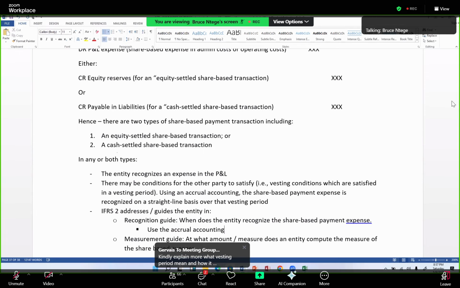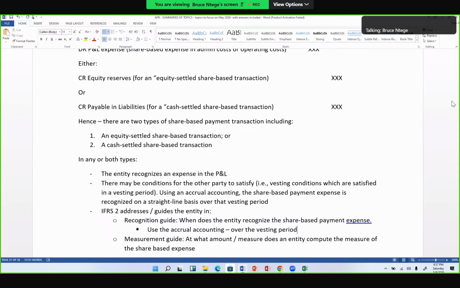So don't only wait for the end of the vesting period, where the counterparty has finished all the conditions, and say that's when I'm recognizing the expense. Allocate it or accrue it over the vesting period. So we call it accrual accounting. Okay, so that's the recognition guide.